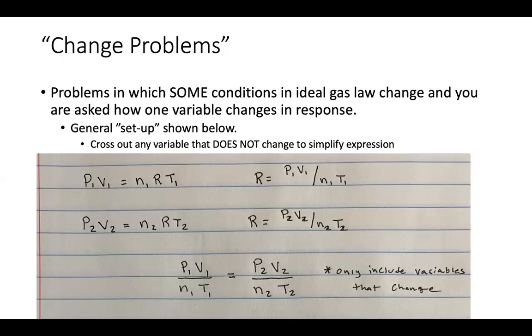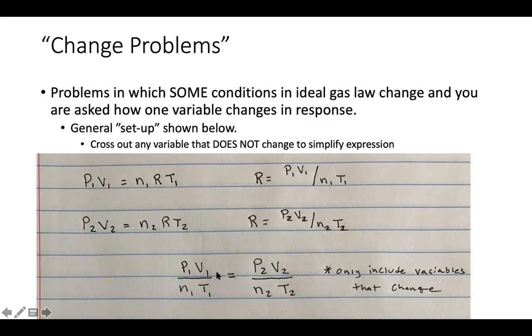Okay, change problems. I've also called them before and after problems. These are just problems in which some conditions change, and you're asked how a specific variable changes in response to it. Okay, and this shows the derivation of the general setup. But right here is what I call your golden expression for change problems, right? You're always going to start a change problem by writing P1 V1 over N1 T1 equals P2 V2 over N2 T2. Okay, after writing this golden expression, cancel out any variable that does not change.